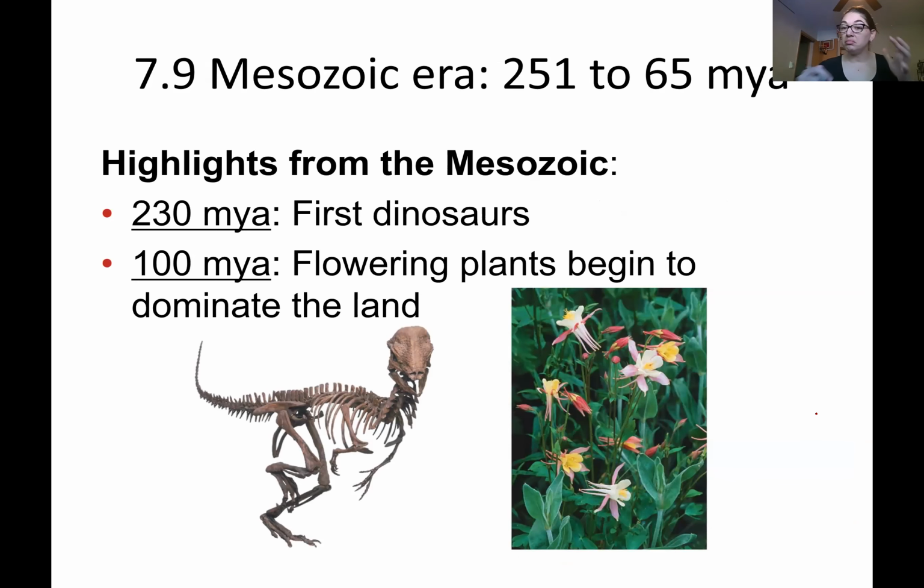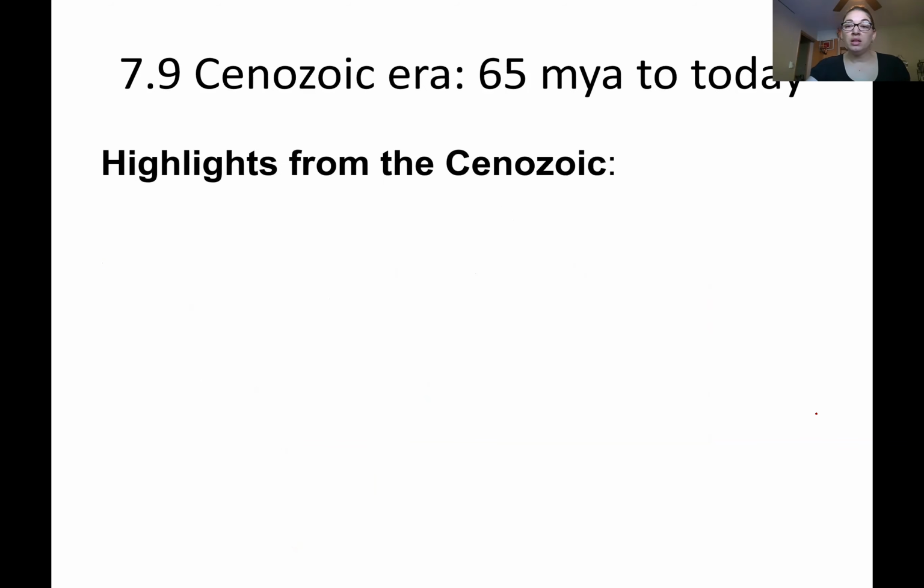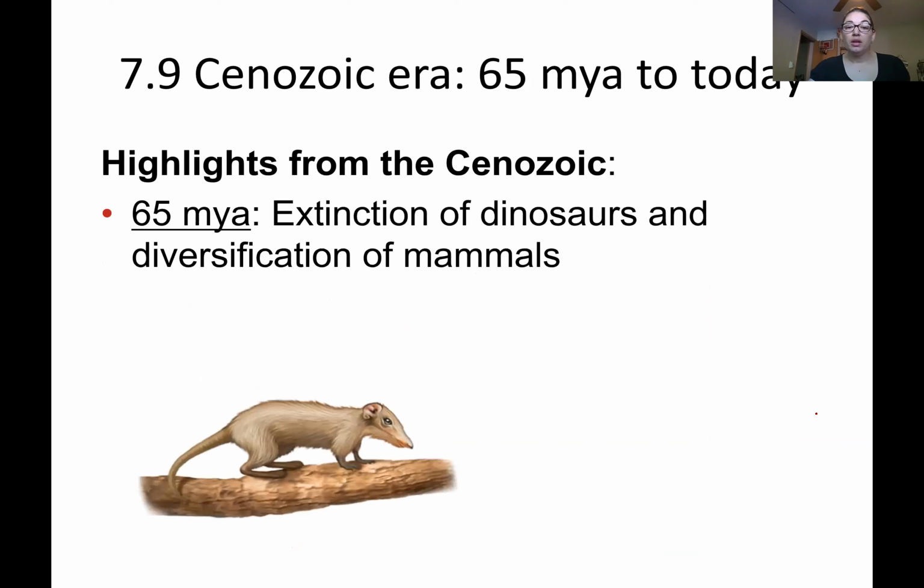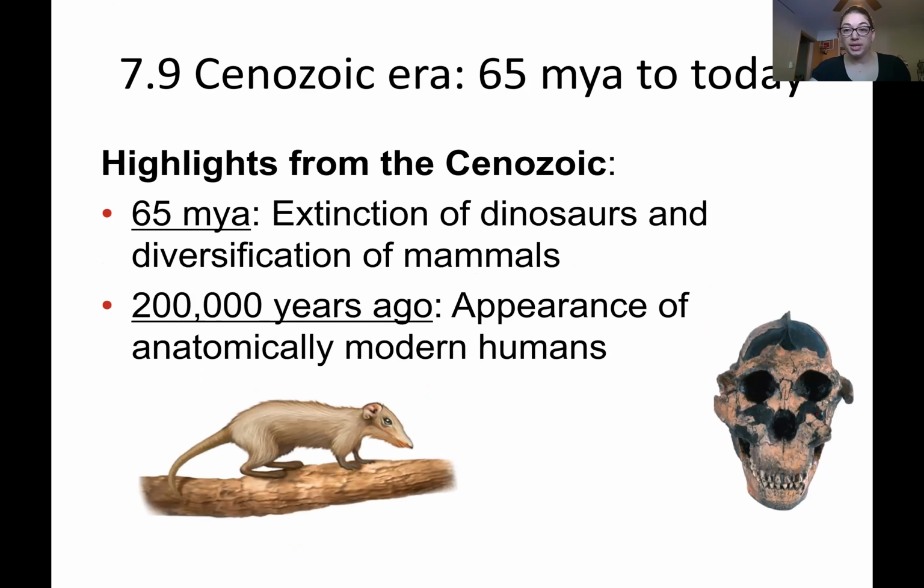If you're noticing, there is an increasing trend for complexity as we are moving through these periods. And then lastly, the Cenozoic. This is when dinosaurs went extinct and mammals diversified to where we have today. And the shortest time period ago, 200,000 years ago, is postulated to be when humans that look like humans first appeared.